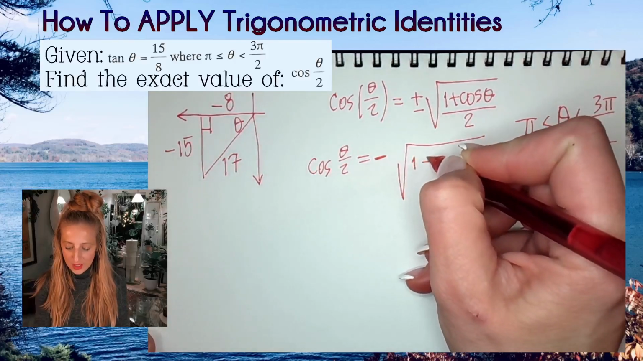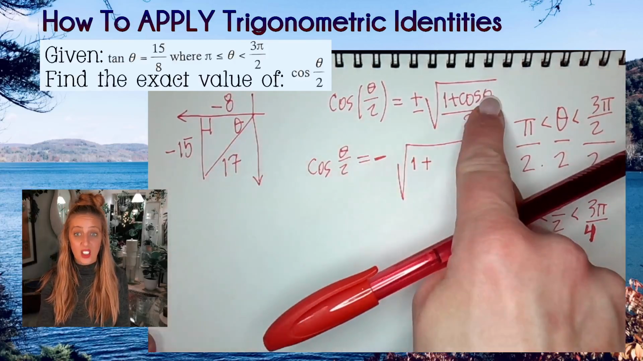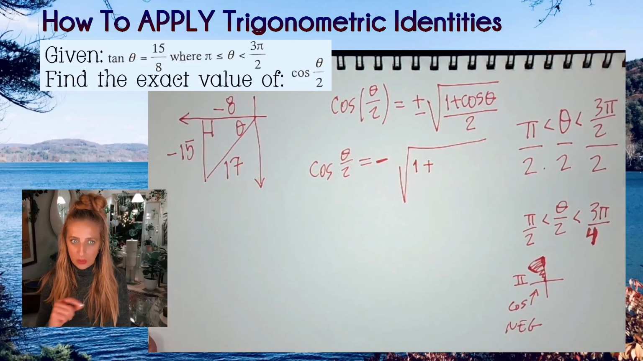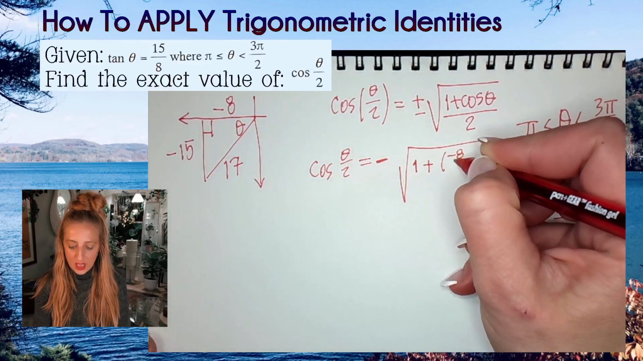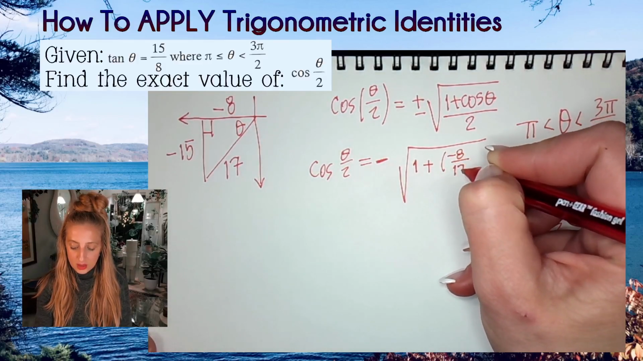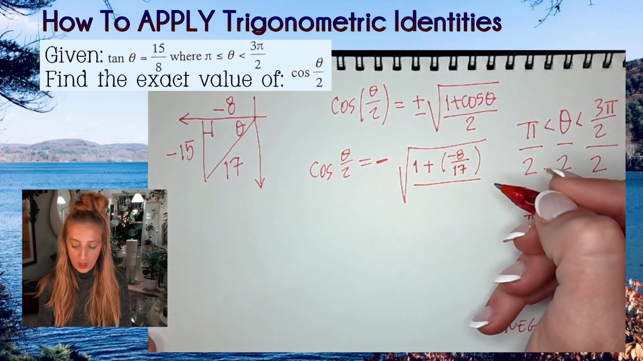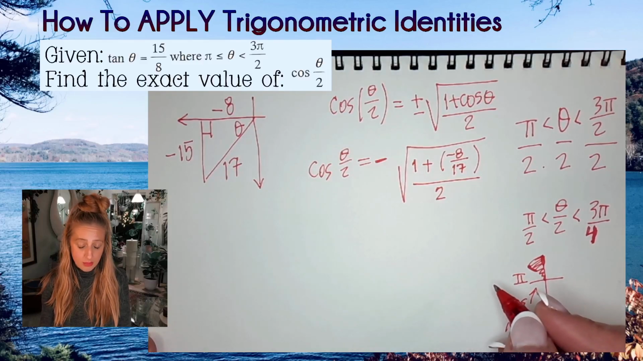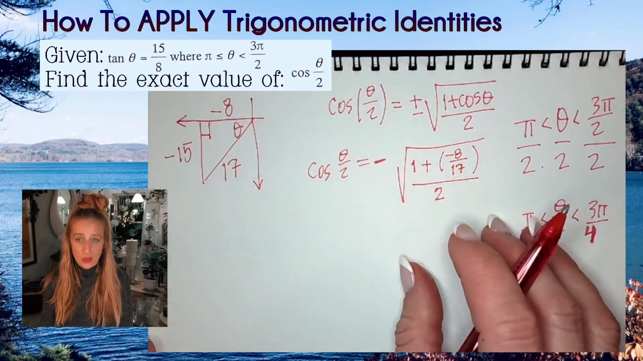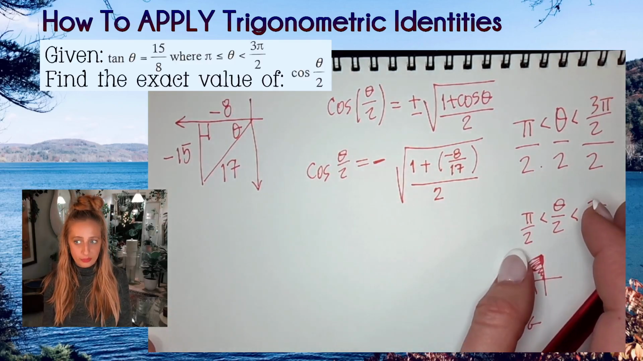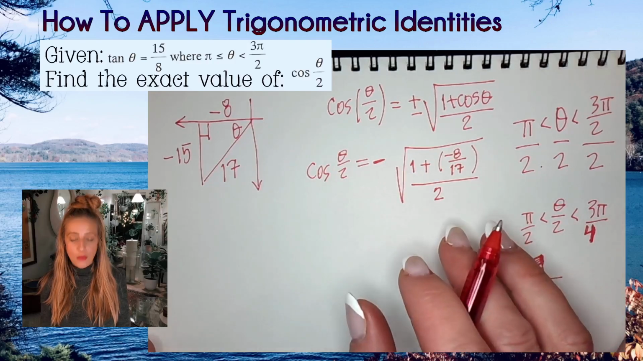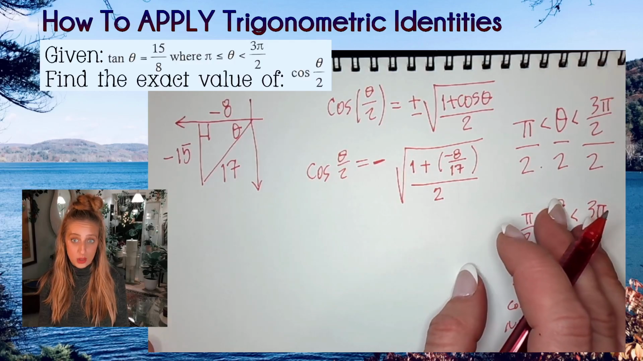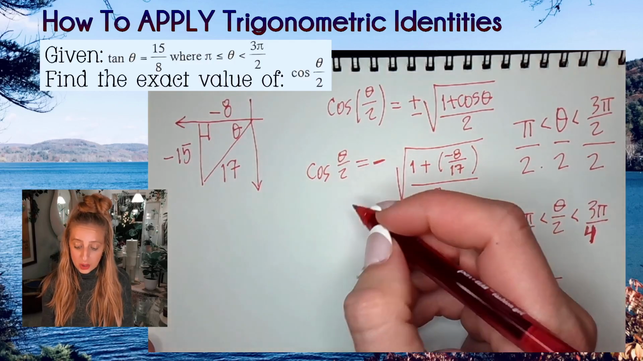So 1 plus, now what is cosine of theta? Theta is here, not here. What is cosine of theta? Adjacent over hypotenuse. So negative 8 over 17, all over 2. And that's it. We're going to clean it up. The rest of this is algebra. If you could do this much, you did the pre-calc. Good job. If you mess up after this point, you're bad at algebra, and you need to do something about that, because you're going to be riding the struggle bus for real.